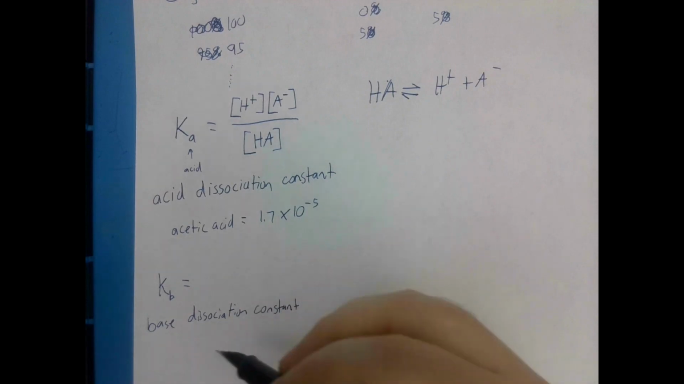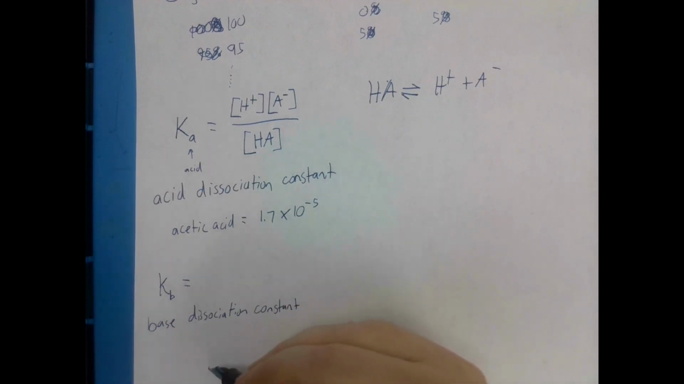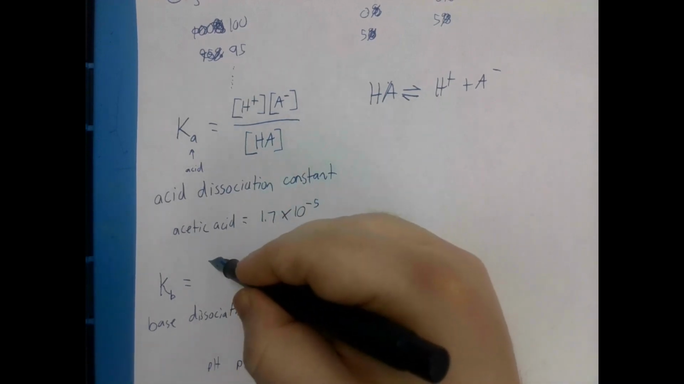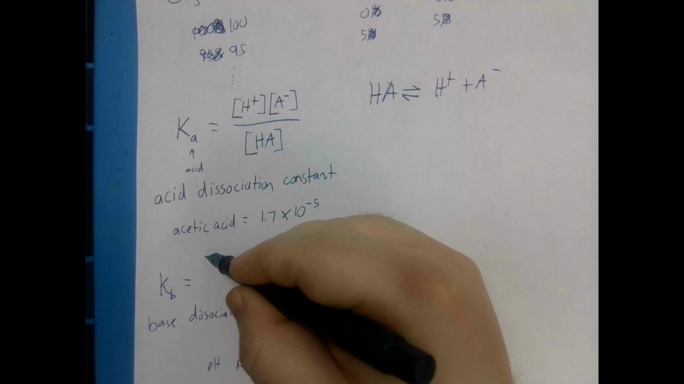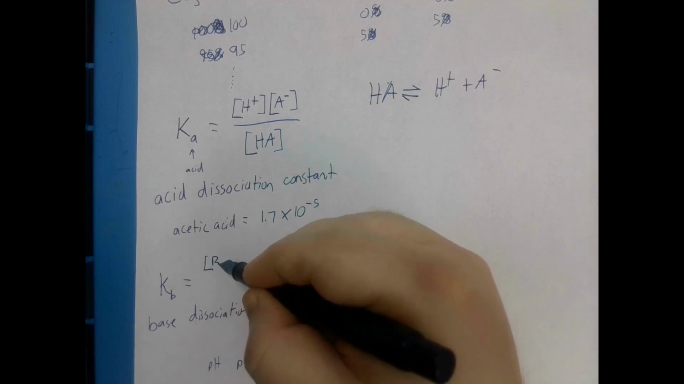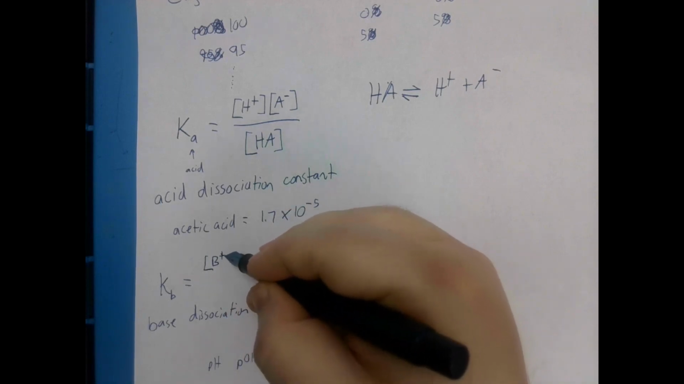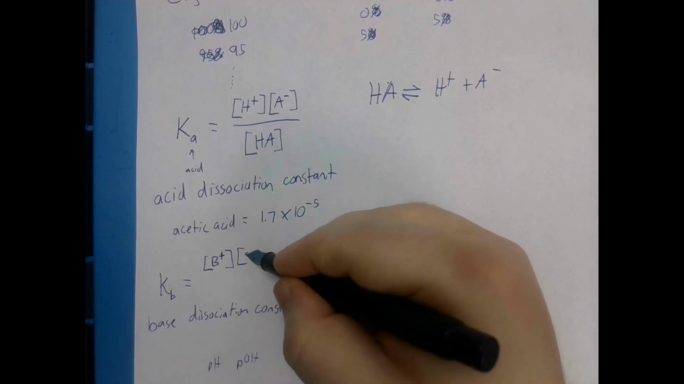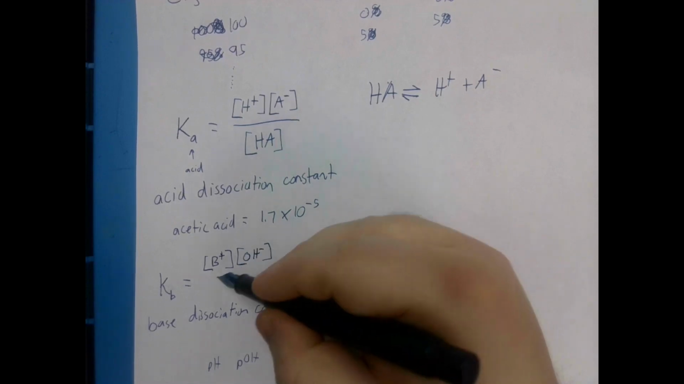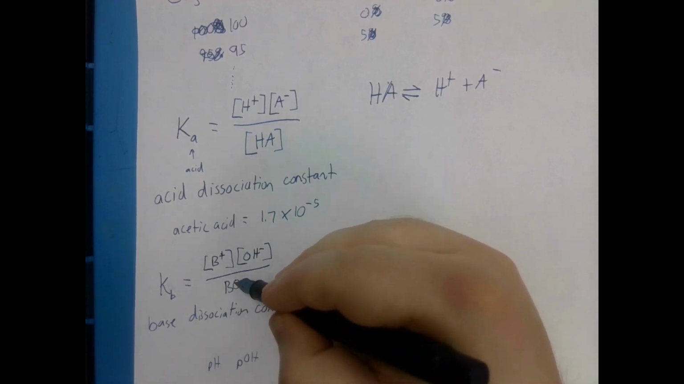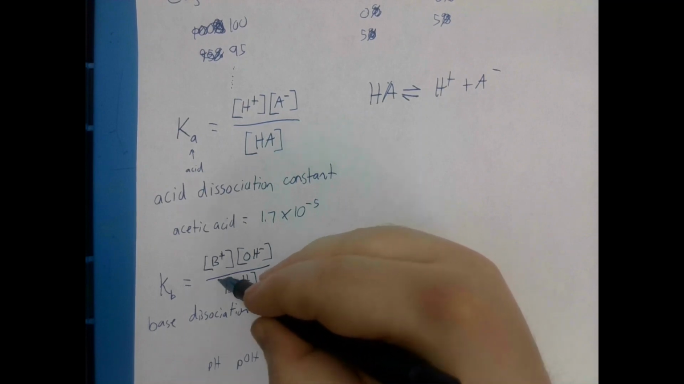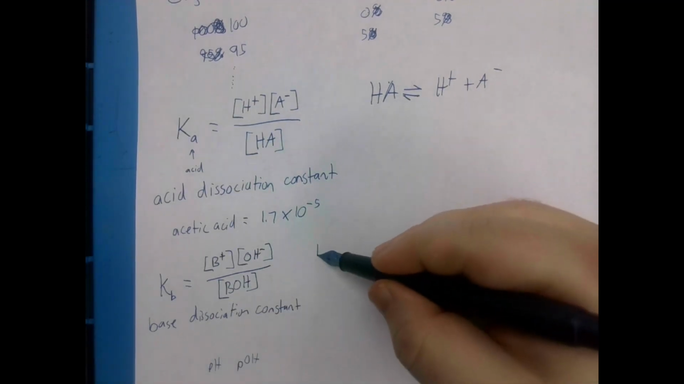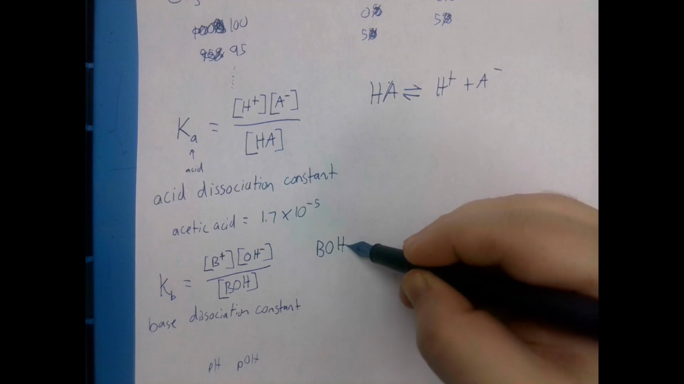Acids and bases are going to be the same thing. We just swap all H pluses with OH minuses. Instead of a pH, we get a pOH. And its formula would be the concentration of B plus times the concentration of OH negative divided by the concentration of BOH, where the formula is BOH.